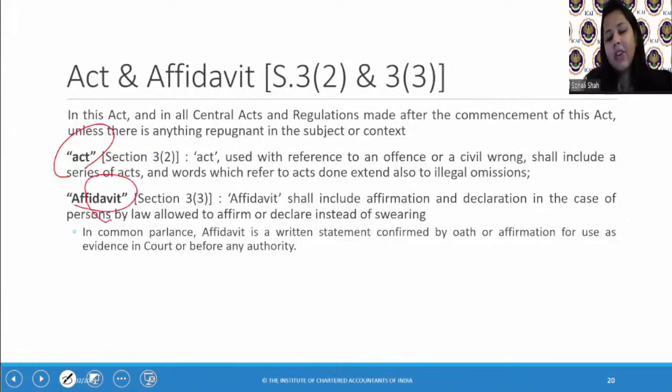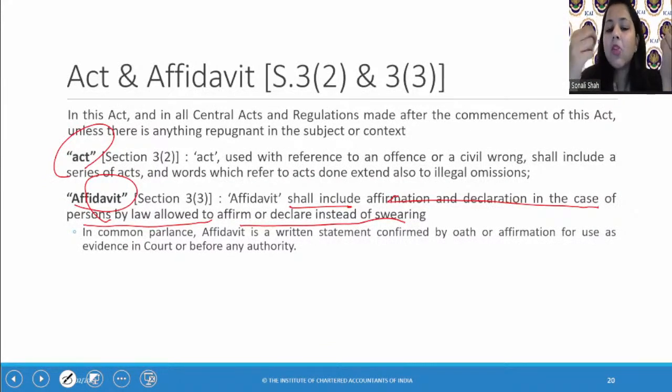Next is the word affidavit. So affidavit shall include, if you look at this definition, it says shall include affirmation and declaration in the case of persons by law allowed to affirm or declare instead of swearing. So basically, it is a written statement where you affirm certain facts. Let's say when we file trademarks, we put in an affidavit of usage. So what do we mention there? That this particular mark has been used from this particular date. So we are declaring a particular fact through our signatures and before an authority.